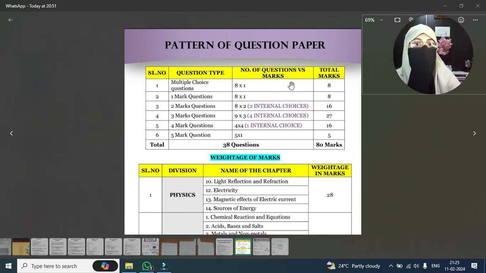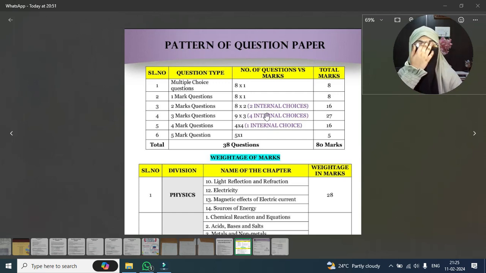So this is the paper pattern. I think students are aware of it. Now in this pattern, we will be telling you how many internal choices there will be for the students, and how many questions there will be. Multiple choice questions, that is the MCQs, will be 8. There will be no choice for the students here. 1 mark questions, no choice, 8 questions, and for 2 mark questions, 2 choices will be given.